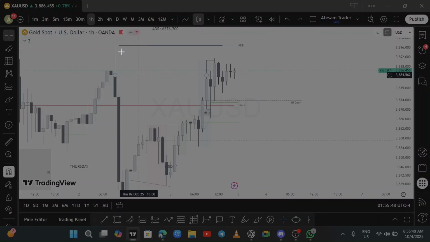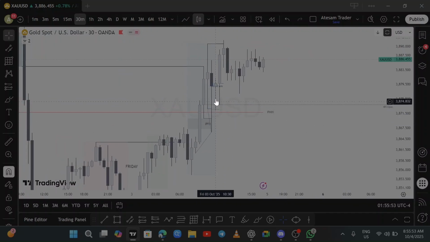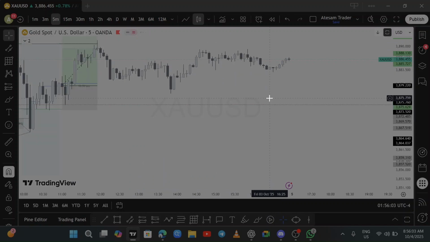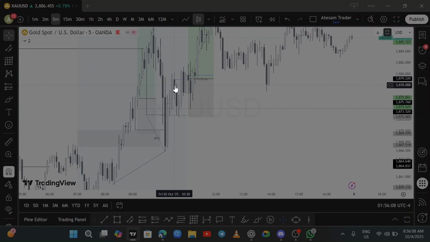If you see the 30-minute chart, we already formed candle 2 on the 30-minute. So I am expecting this 10:30 to expand. If I am expecting 10:30 to expand, then I need a change in state of delivery. In 5 minutes, we have a clear change in state of delivery. If you see, 10:30 open came down, and price closed above. V-shape reversal.